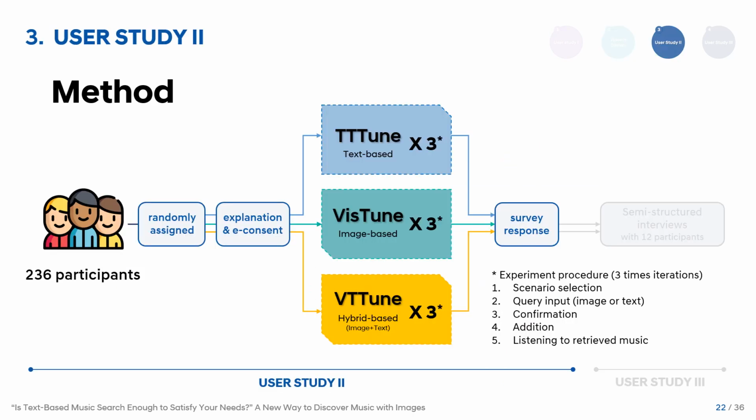To compare the 3 designed music search systems, and investigate whether there are differences in user experience and system usability between image-based and text-based search methods, we conducted a user study too. We recruited 236 participants, both online and offline. They were randomly assigned to one of the 3 systems and conducted a total of 3 music searches using the assigned system. Afterwards, they responded to surveys.